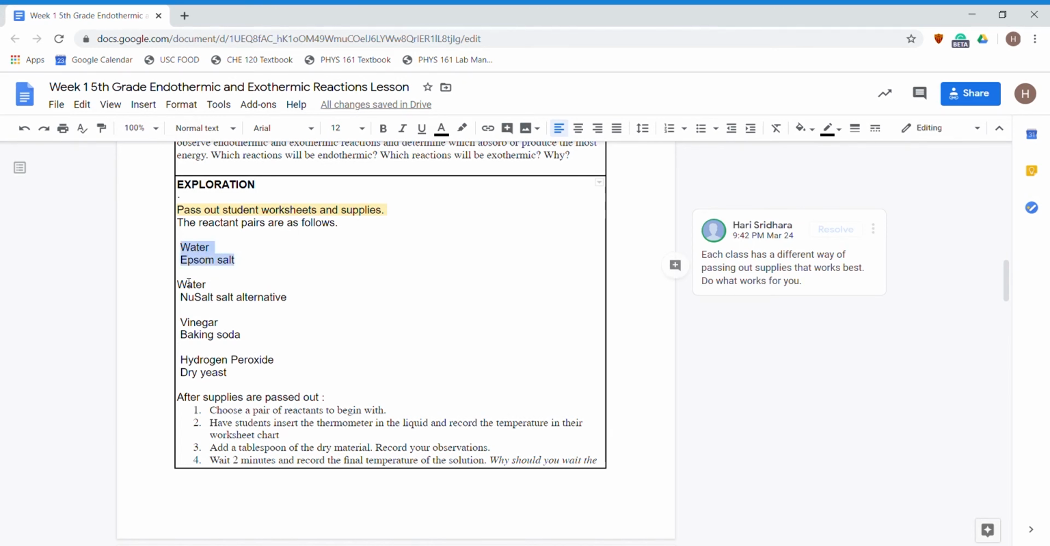While they're doing that experiment, start passing out the next one. That way the students are never idle, they're always working on something, and then you can always be pumping out new materials for them to work with, so then they don't get off task either.